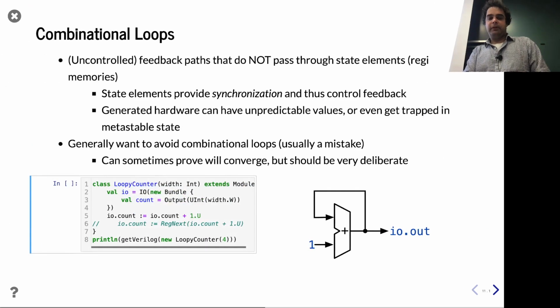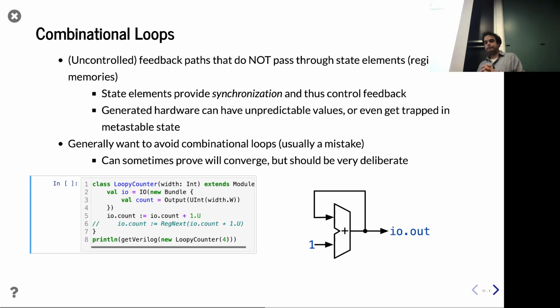Okay, so let's go ahead and see this play out. Well, we might be saying, what is a combinational loop? Well, a combinational loop is a case in hardware design when you have uncontrolled feedback. In other words, you have circuits flowing through and there are no state elements to hold things back.